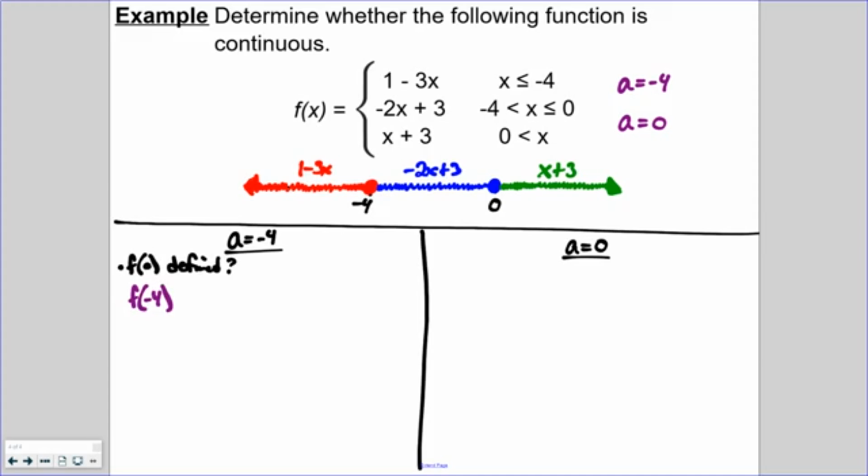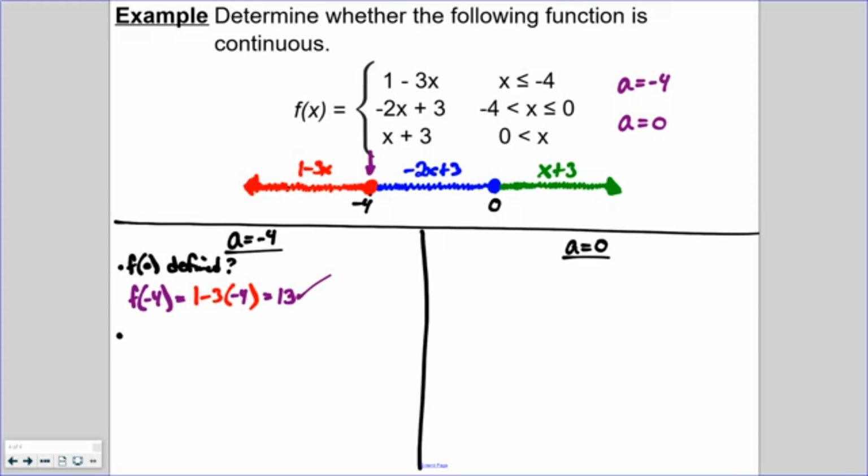Well, we plug it into the function that includes -4 in its domain, which as we can see is the red function, 1 minus 3x. So we're going to have 1 minus 3 times, and instead of x, we're putting the negative 4. Negative 3 times negative 4 is 12, and 12 plus 1 is 13. All right, so great, satisfied. F of a is defined.